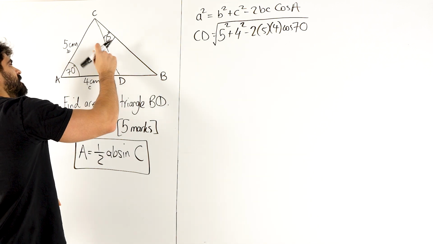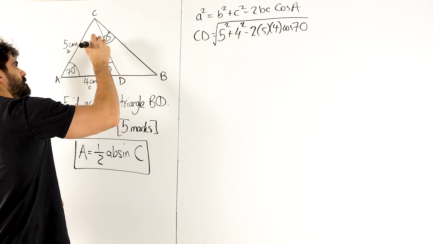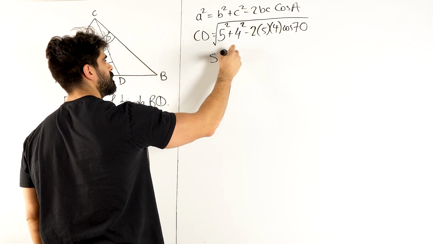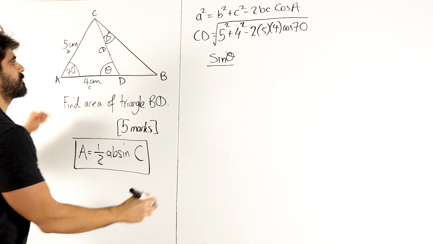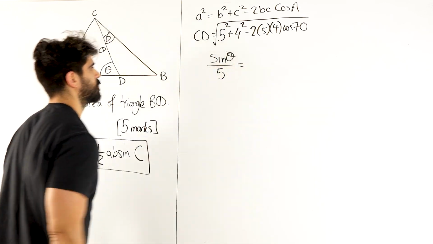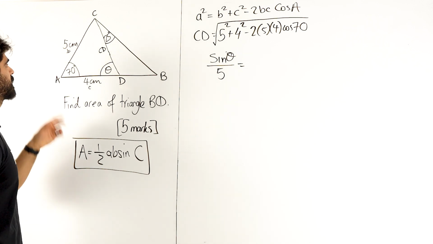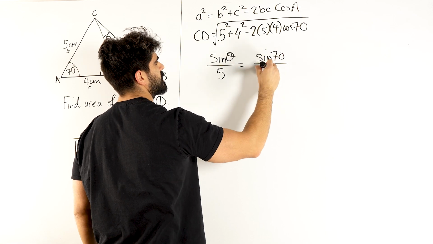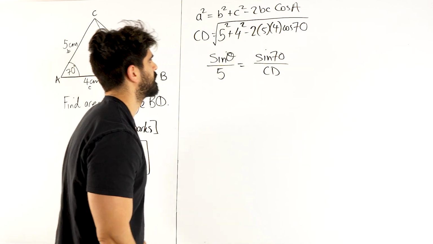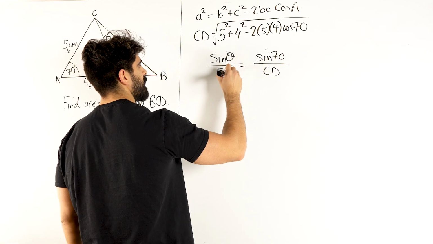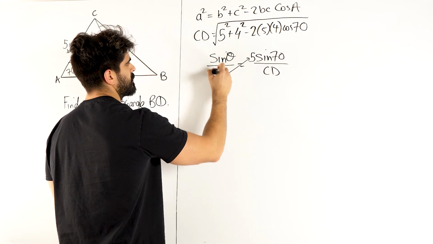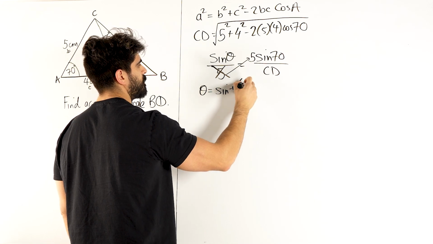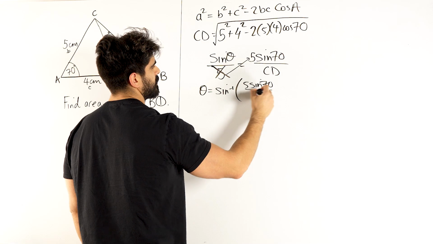I'm going to start calling this CD again. So this is CD. So the sine rule says sine of the angle divided by its opposite length, sine theta over 5, is equal to sine, well, it doesn't matter which ratio you look at, so it'll be sine 70 over CD. Okay? And then we're going to multiply through by 5. So that's dealt with. And then we're going to inverse sine. So we get theta equals inverse sine of 5 sine 70 over CD.